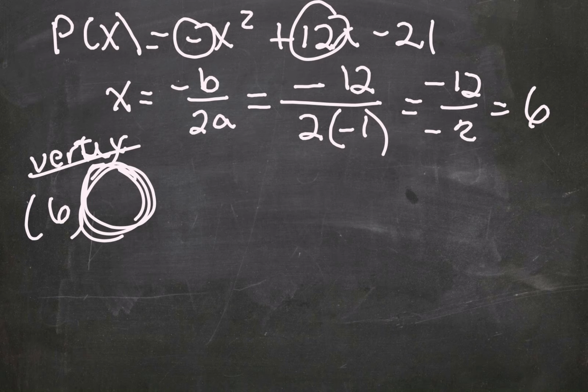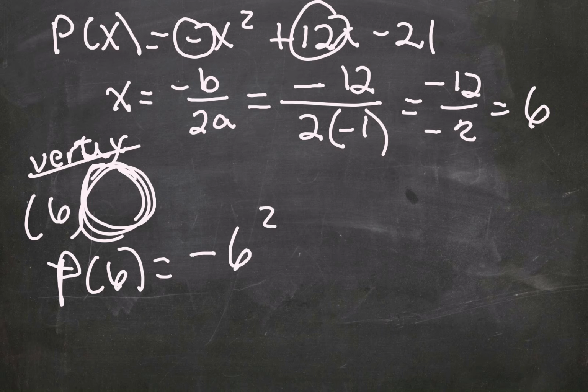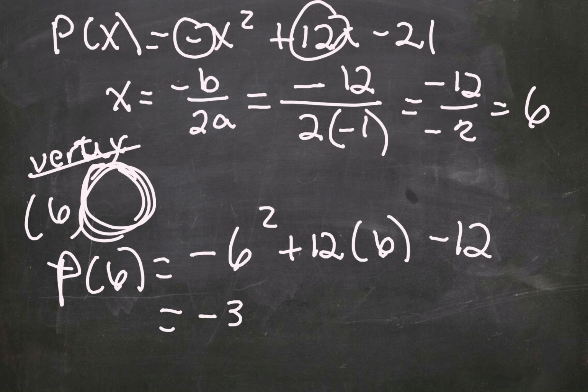So I'm looking for the p of 6. So I'm looking for a p of 6, so I plug 6 into my function. And then we can simplify this. And remember, this is negative 6 squared. It's not in parentheses, so it would be negative 36 plus 12 times 6, which is 72, minus 12.